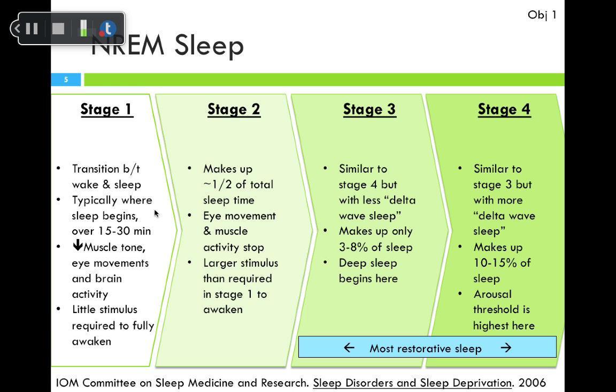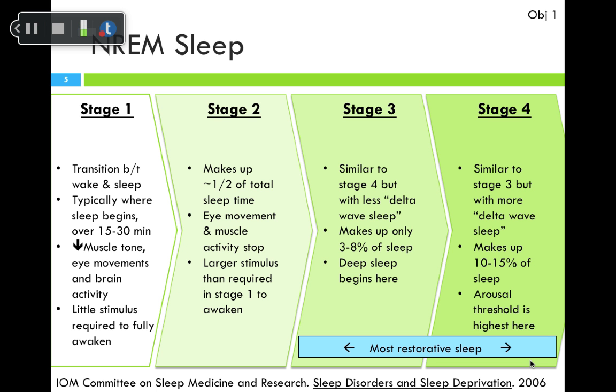You can go then from stage 3 into stage 4, which, like I just mentioned, is similar to stage 3, but in stage 4 you'll have much more delta wave, or slow wave sleep. Stage 4 makes up about 10 to 15% of sleep. Within stage 4 sleep is where the arousal threshold is highest, so it will take the greatest stimulus to wake somebody up from stage 4 sleep. As I've noted in this blue box, stages 3 and 4 are the most restorative sleep. So the more time you're able to get within stages 3 and 4 sleep, the more energized or well-rested you'll probably feel upon awakening.